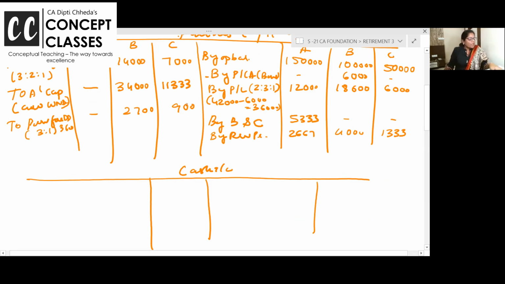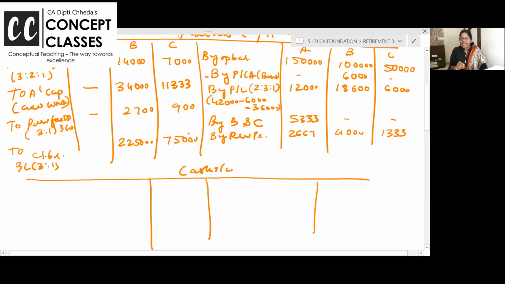Chalo. After this, they said total capital you need to maintain is 3 lakh. Who should maintain 3 lakh capital? B and C, and that too in their PSR. So first write closing balance 3 lakh you want, that too in the ratio 3:1. 3 lakh into 3 by 4 is 2,25,000 and 75,000. Are you all clear?